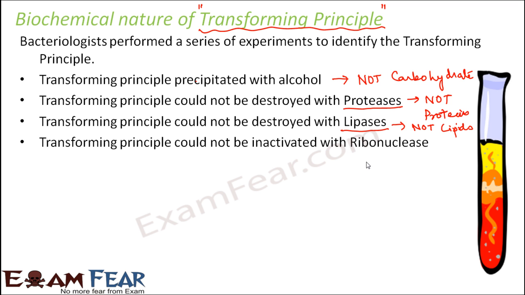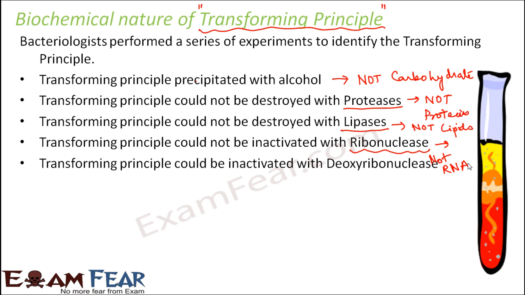Then it was tried with the enzyme that digests the ribonucleic acid, that is RNA, and that was ribonuclease, and it was observed that the transforming principle was not inactivated with ribonuclease. So what did this prove? This proved that it was not RNA. So now the only option left over was the DNA. They found that when they used deoxyribonuclease, it could be inactivated, proving that it was DNA. Because when the DNA digesting enzymes were added to it, the transforming principle was inactivated. So that means it was DNA.